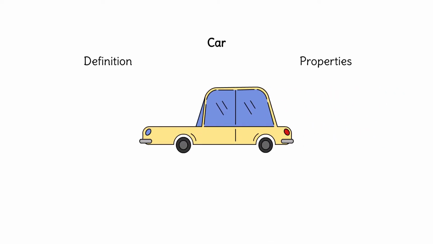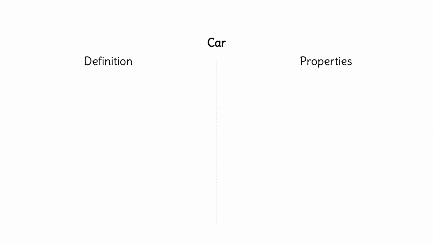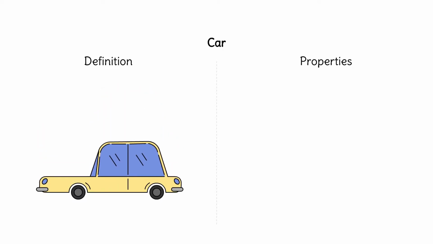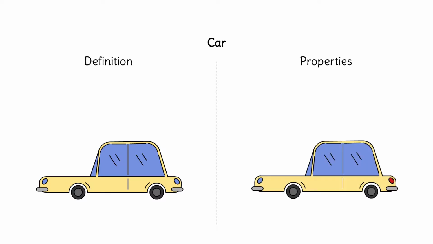We can understand definitions and properties by looking at a familiar object, like a car. A car, by definition, is a four-wheeled, motorized passenger vehicle. If you've got a four-wheeled, motorized passenger vehicle, you've got a car. But we all know cars are more than just passenger vehicles. They have all kinds of useful properties.